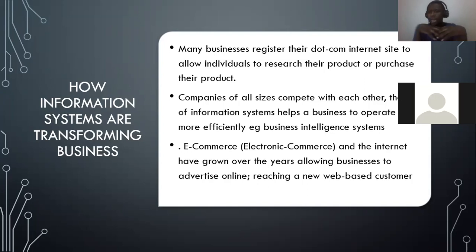Where companies are now selling their products online, right? It's more like an electronic shop, right? Instead of you going into a physical shop, like the example I was giving, 6060 app, you are now shopping online. You are using the internet to buy. So companies now are using the information systems to advertise online in order to reach a new web-based customer.